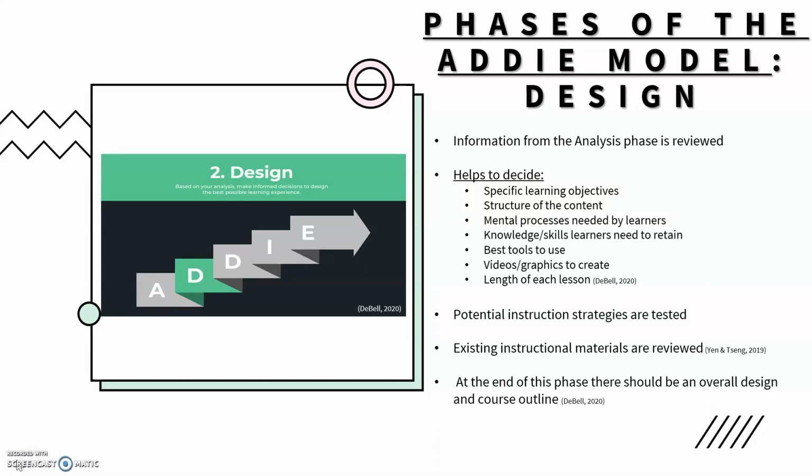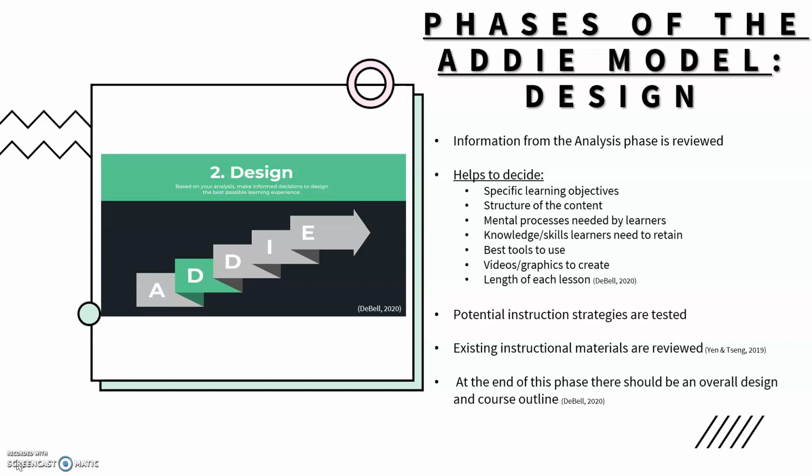During this phase, information obtained from the analysis phase is reviewed to make informed decisions about creating a learning program. This phase helps to decide specific learning objectives, structure of the content, mental processes needed by the learners, knowledge and skills learners need to retain, the best tools to use, what videos and graphics are needed to be created, and the length of each lesson.